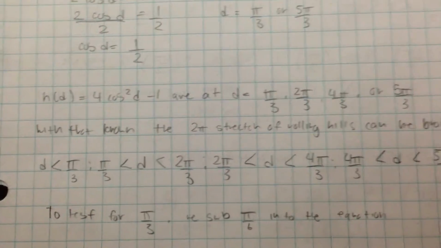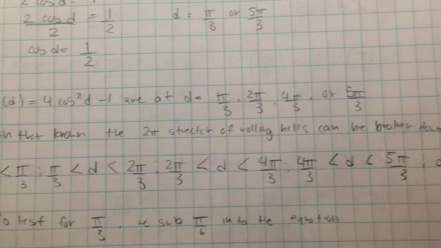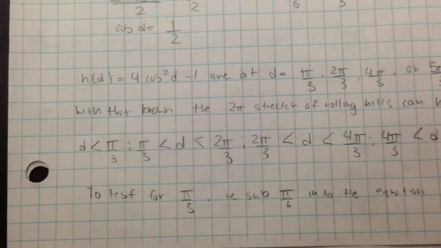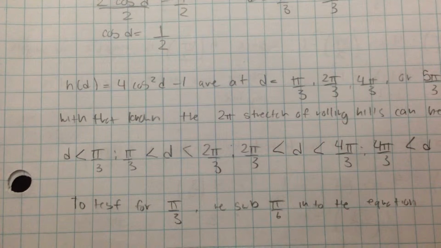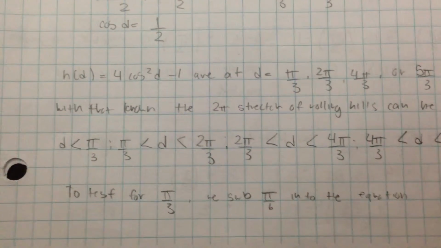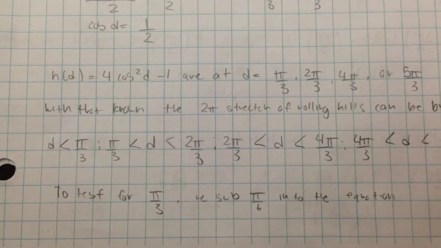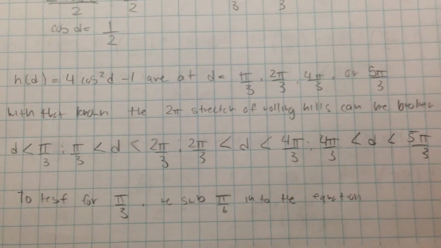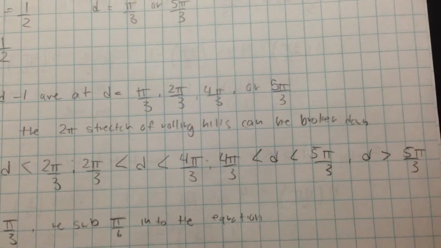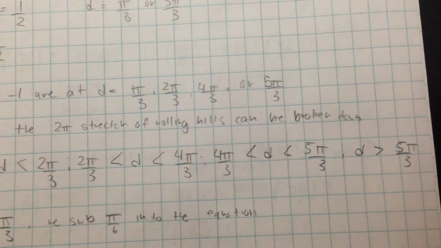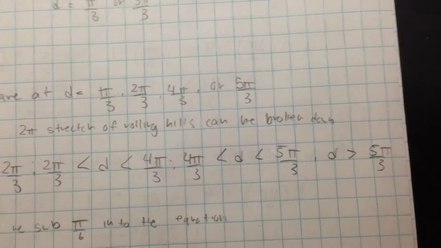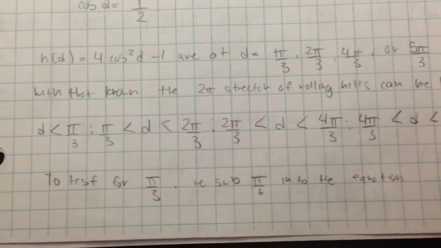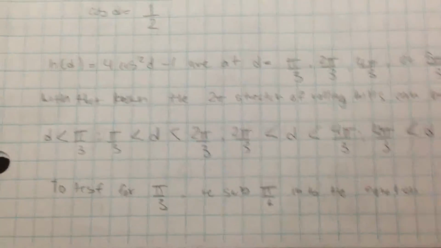With that known, the 2 pi stretch of rolling hills can be broken down into multiple intervals: d less than pi over 3, pi over 3 less than d less than 2 pi over 3, 2 pi over 3 less than d less than 4 pi over 3, 4 pi over 3 less than d less than 5 pi over 3, and d greater than 5 pi over 3. To test the first interval, we sub pi over 6 into the equation.